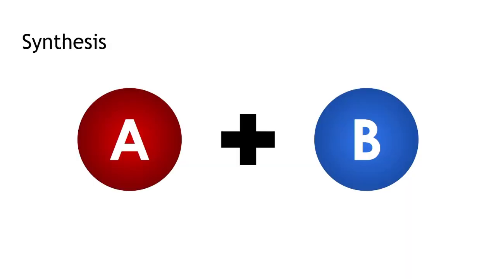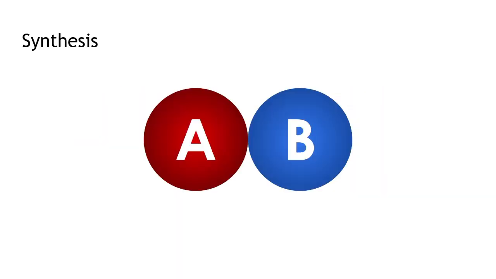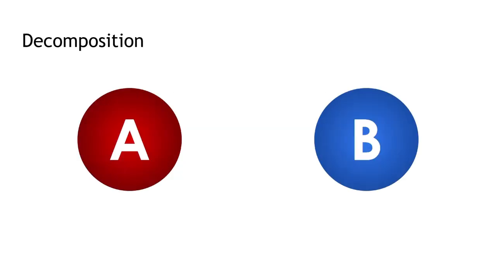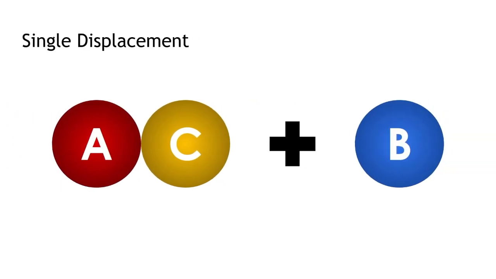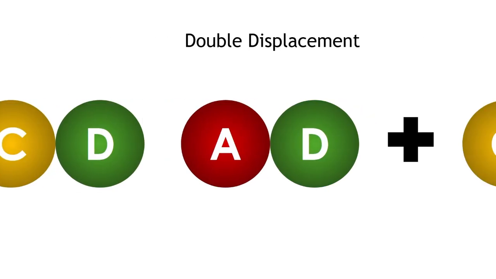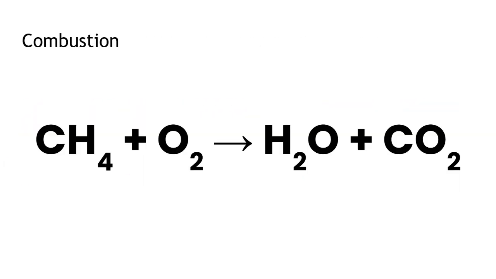There are also different types of reactions. One is synthesis, where it combines the two substances, decomposition, where it separates the two substances, single displacement, where the more reactive chemical replaces the other in the same molecule, double displacement, where both molecules swap in atoms, and combustion, which involves the chemical reaction with oxygen gas.